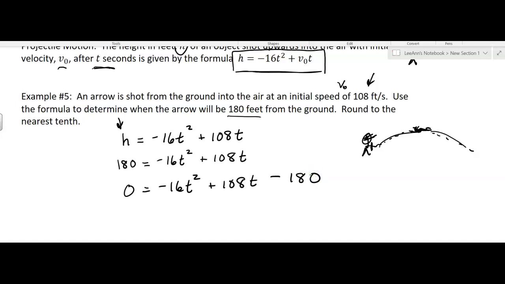And I'm going to hope that 16 goes into 108. So let's see if it does. 108 divided by 16. Nope, it didn't. Okay. Well, it didn't go in evenly. So I could divide things by 4. I think 4 will go into everything. So let's do that. In fact, let's divide by a negative 4. We're allowed. It's not 0. I'm going to divide everything by negative 4. And then I think this is going to make my quadratic equation a little bit nicer to work with.